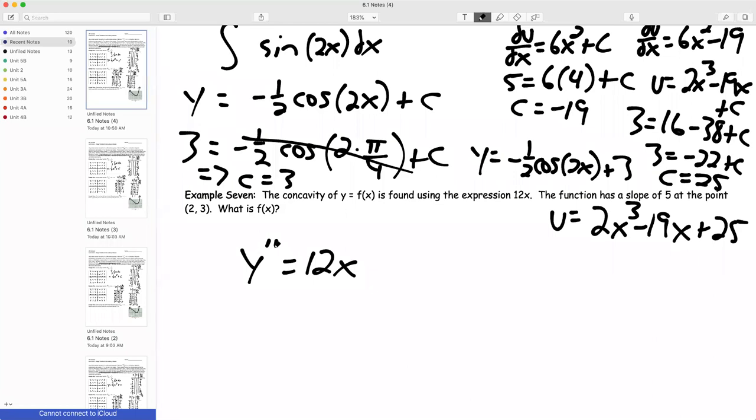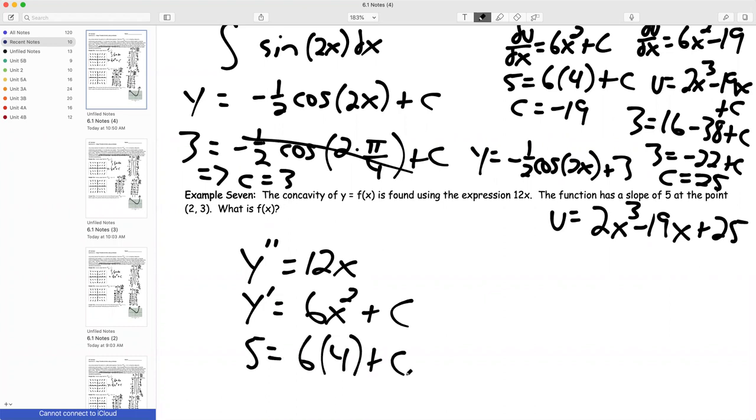So I'm going to take the antiderivative. When I take the antiderivative of y double prime, I get y prime. And here I get 6x squared plus c. And I know that y prime is what? 5. How do you know this? It says the slope is 5 and x is 2. And I know that c is negative 19 and y is 3. And so I realize that this is the exact same problem.